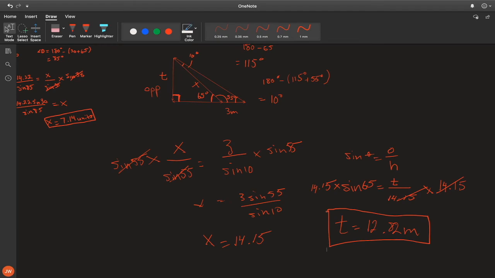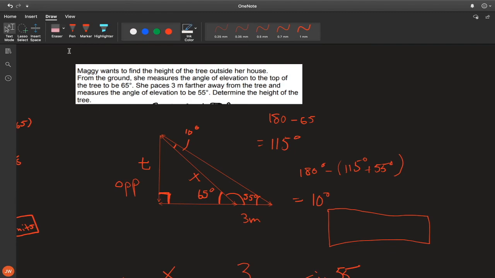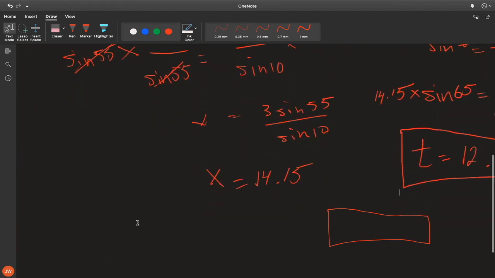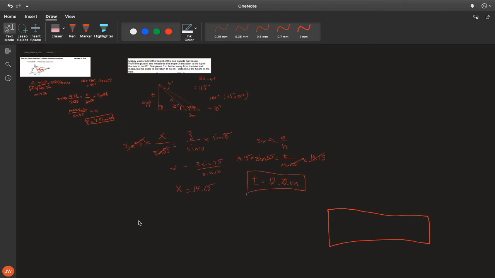So in this question, we had to use sine law and we had to use some trig ratios. We knew we could use the trig ratios because this here is a right angle triangle, and that's when you can use your trig ratios, when you have a right angle triangle. When you draw it, it makes it much easier to understand. Alright?